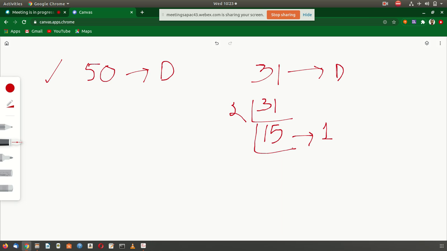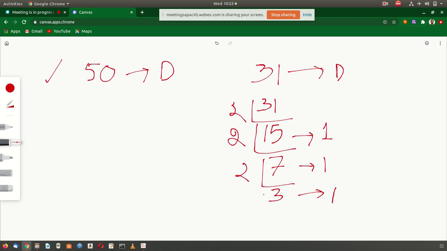Then again, divide 15 by 2. 15 is not possible to divide by 2. The closest we can go is 14. And how to go to 14? 7 times 2 is 14, but our target was 15, so 1 is left over. Again 7, dividing 7 by 2 is not possible. The closest we can go is 6. So how to reach 6? 3 into 2 is 6. Our target is 7. 7 minus 6, 1 is left over.